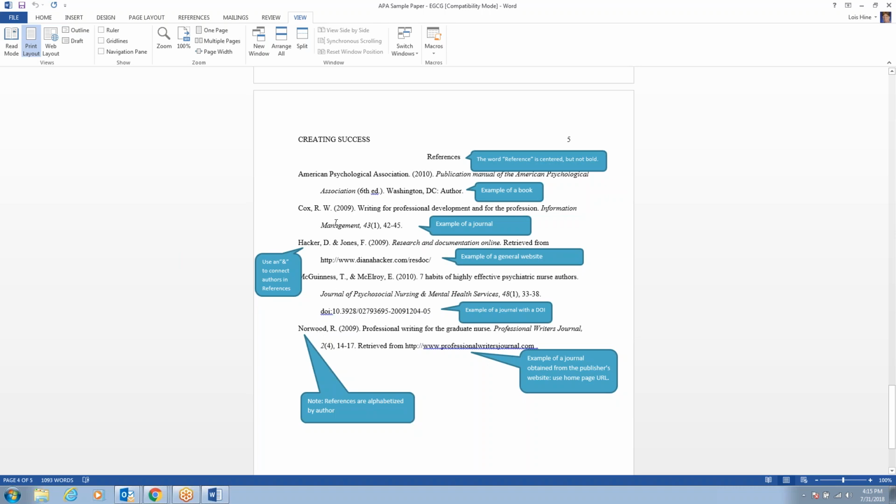And hanging indent is used, and what that means is the first line is all the way flush to the margin, and any subsequent lines that go with that reference are indented. So flush and then indented, flush and then indented.